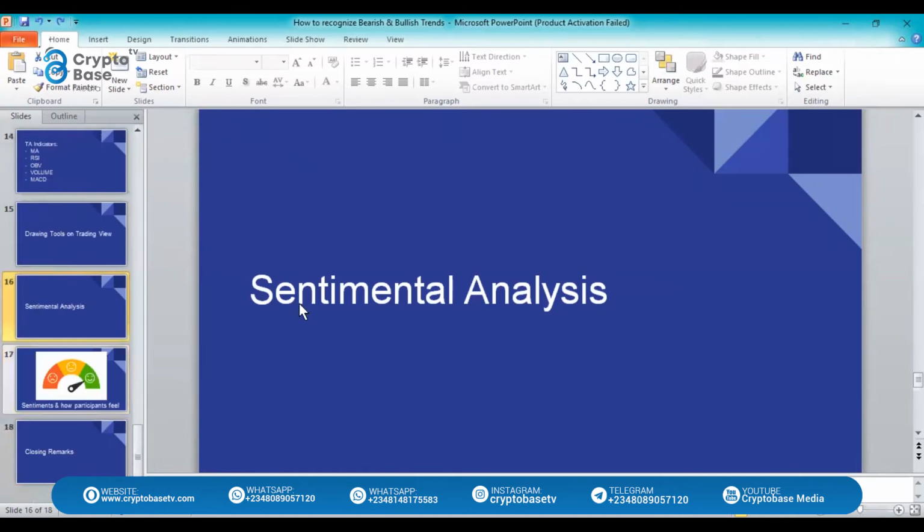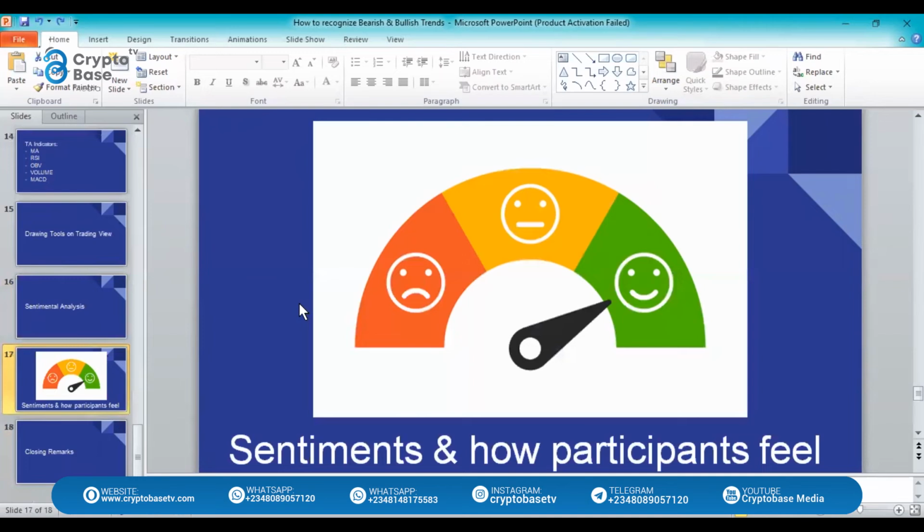So guys, look at this image right here now. Sentiment is about feeling, like how participants feel in the market. They can either feel bad about the current market or the whole market in general. They can feel average or neutral. That is the orange one right here. And then they can feel very good. They can feel euphoric. They can feel bullish about the market. So now these sentiments also matter.